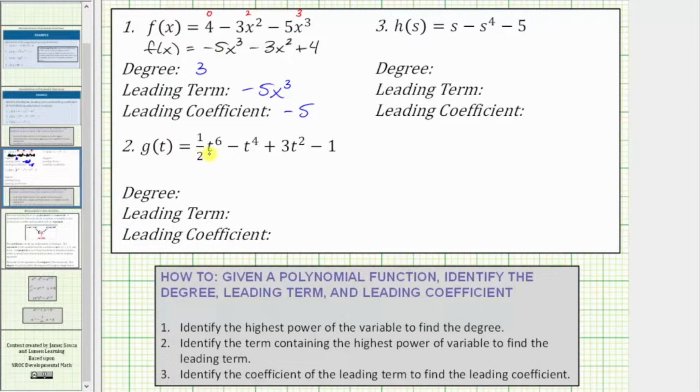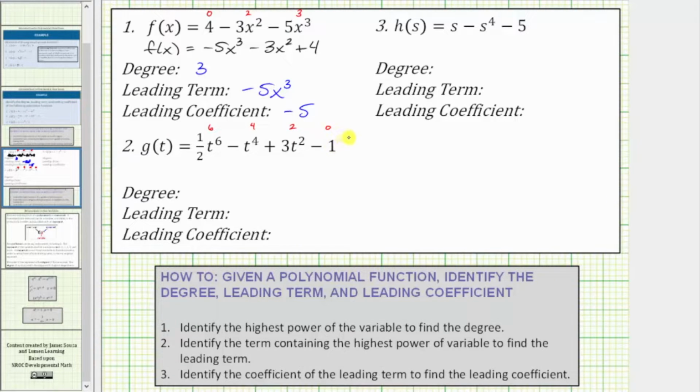Number 2, we're given g of t equals 1/2 t to the 6th minus t to the 4th plus 3t squared minus 1. Let's begin by determining the degree of each term. The degree of the first term is 6 because of the exponent of 6 on the variable t. The degree of the second term is 4 given by the exponent of 4 on the variable t. The degree of the third term is 2. The degree of the last term is 0.